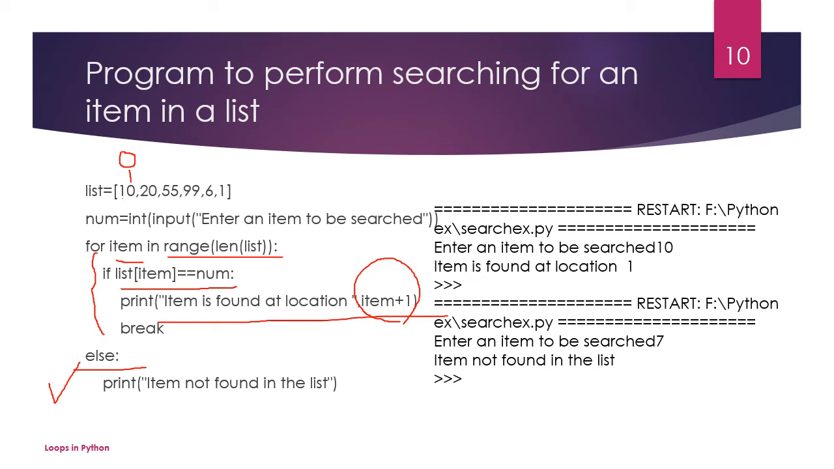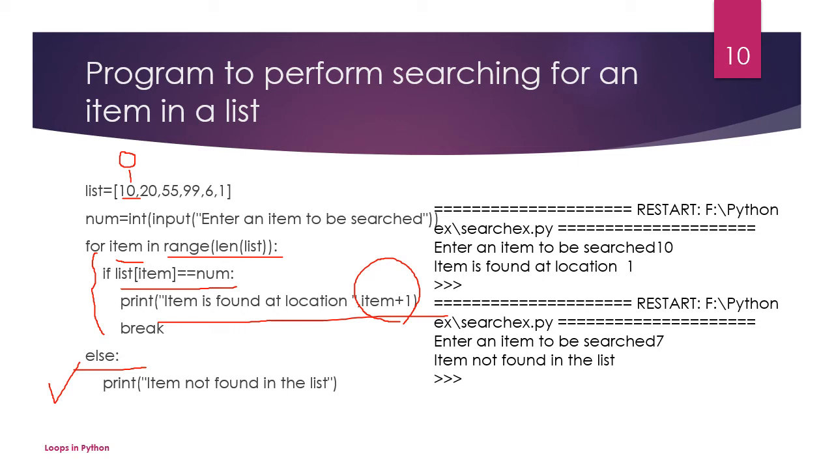First item in the list: item is assigned the value of what? List of 0, that is 10. 10 is not equal to 7. So again the loop will continue. There are more items in the list and we are taking their index locations. So list of 1 is again not equal to 7. Next, list of 2 is not equal to 7. List of 3, list of 4, list of 5 are not equal to 7. So for the entire list, this if statement always turns false and this block won't be executed.